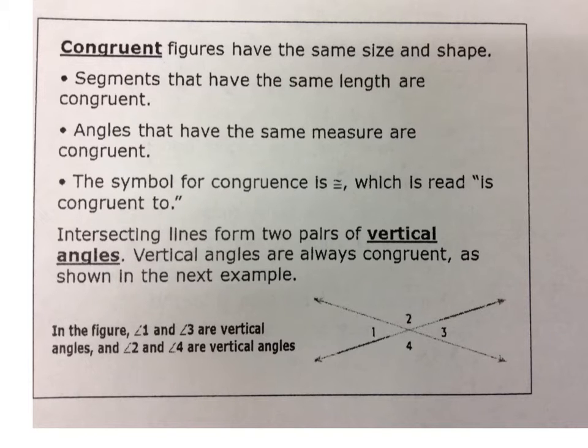Vertical angles are formed by intersecting lines, and they are always congruent. So in this figure, angle 1 is congruent with angle 3, and angle 2 is congruent with angle 4.